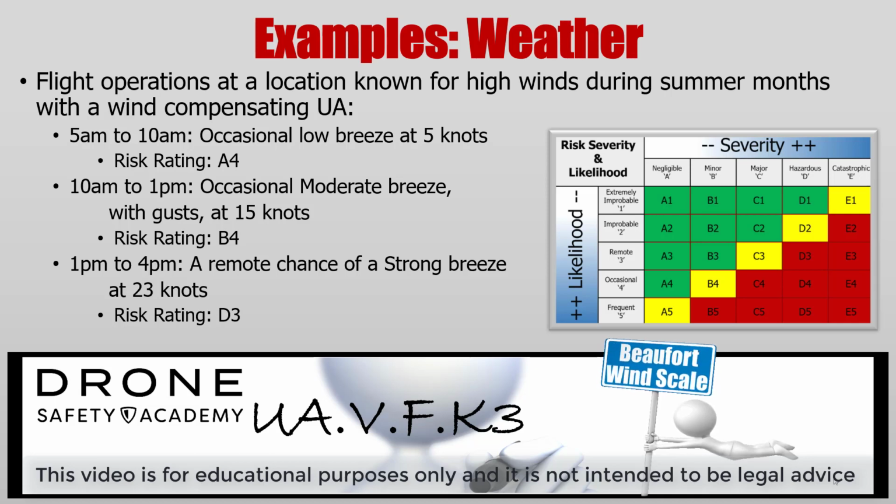All right, our last example. From 1 p.m. to 4 p.m., there may be a remote chance of a strong breeze at 23 knots. We take what we know, apply it to the chart, and we may have a risk rating of D3. When we look at all 3 of these examples, which one are you going to choose?